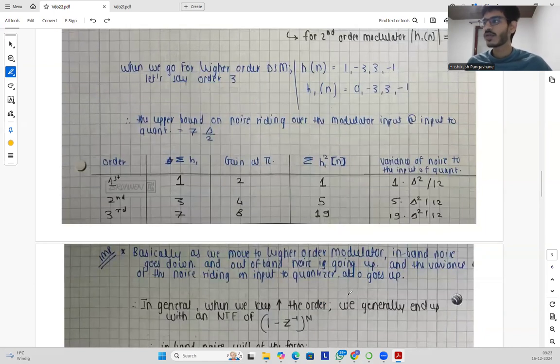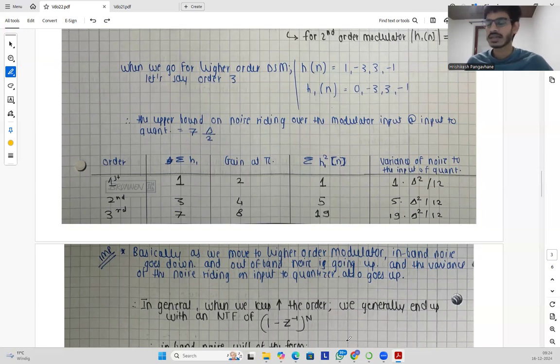So basically, as we move to a higher order modulator, the in-band noise goes down. Yes, better performance. And out-of-band noise is going up because all the noise is being amplified, but at the same time, it is being pushed to higher frequencies. So yes, the in-band noise is going down, but the overall noise spread over the range of pi, which is the out-band noise, is going up, and the variance of the noise riding over the input to the quantizer is also going up.